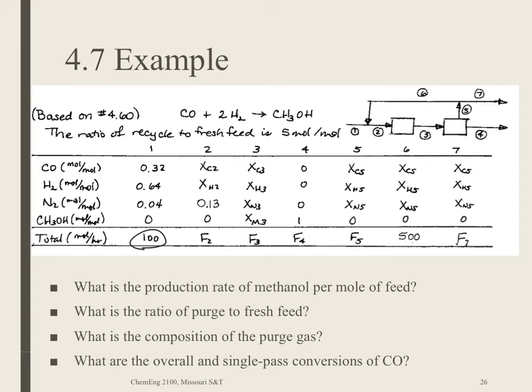We want to know what's the production rate of methanol per mole of feed. So that's going to be my stream four. What's the ratio of purge to fresh feed? So it's going to be F7 compared to F1. What's the composition of the purge gas? So that's going to be this composition of stream seven. And what are the overall and single pass conversions of carbon monoxide?